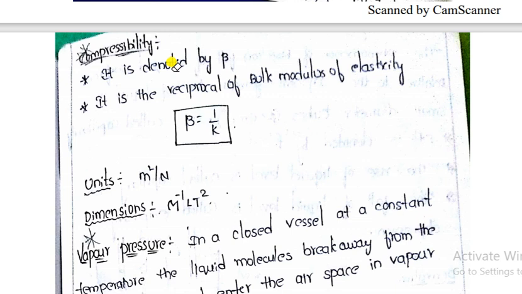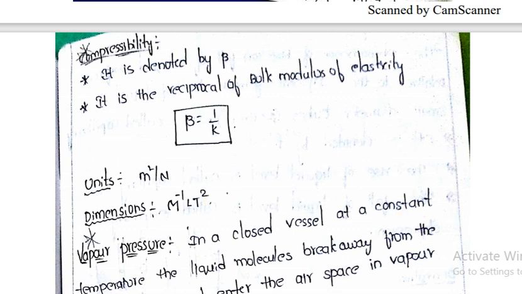अब देखते हैं कंप्रेसिबिलिटी. It is also a property of fluid which is the reciprocal of the bulk modulus of elasticity, that is B is equal to 1/k, where k is the bulk modulus of elasticity. So this is represented by the capital B. So the compressibility is the reciprocal of the bulk modulus of elasticity, and its unit is meter square per newton, and its dimension is M inverse L T squared.